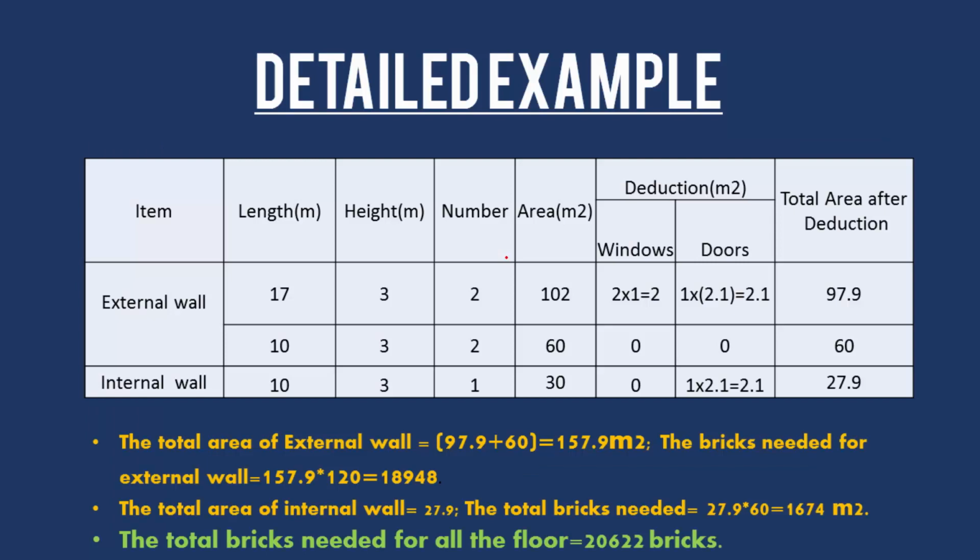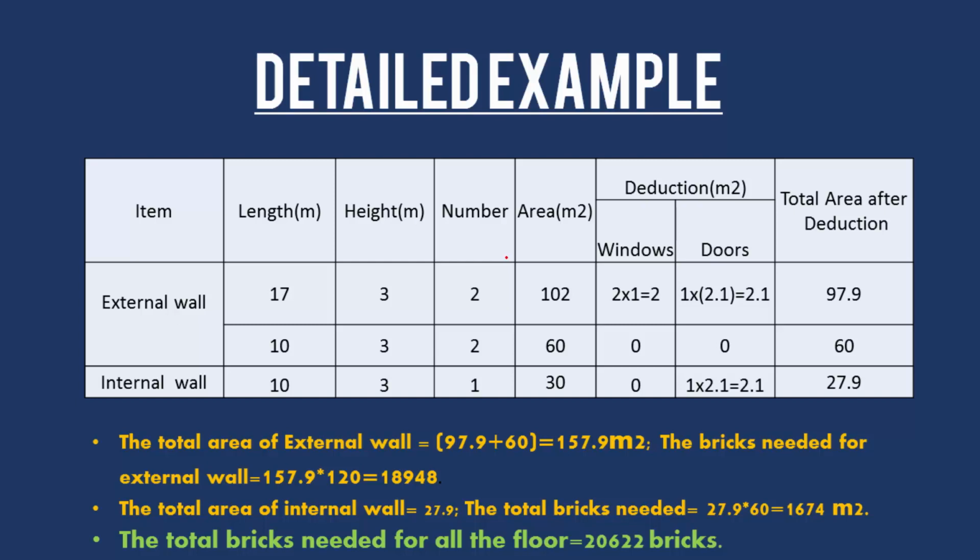Now we will calculate the area. For the external wall, because we have 2 17 walls with a height of 3 and a length of 17, the area will be 102. We will deduct the windows and doors. We have 2 windows in the 17 length walls, and we have 1 door in them. So the area of the windows and doors is 2 for windows and 2.1 for doors. So we deduct from 102 the 2 and 2.1, which will be 97.9.